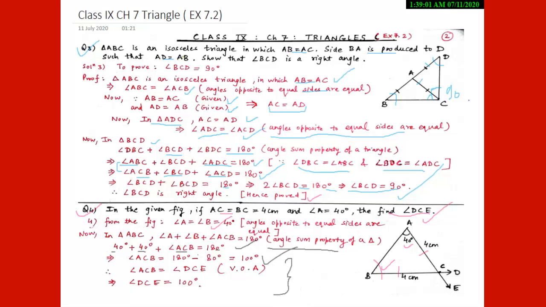And now, student, from here, angle ACB is equal to angle DCE, and the reason is vertically opposite angles. So angle DCE is also equal to 100 degrees.